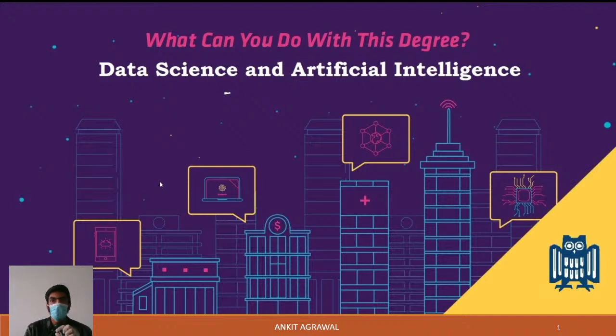So what do you expect from the degree Data Science and Artificial Intelligence? Data science itself is a very broad concept, and there can be many substreams, many research fields in data science. So let me take you through some of the subfields in the data science area.